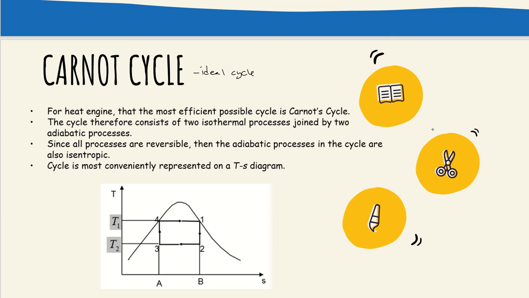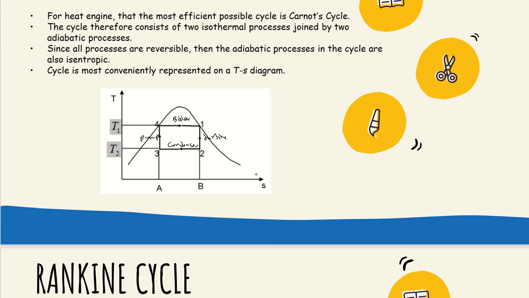So isothermal at the boiler and condenser, and then adiabatic in turbine and pump. Since all the processes are reversible, the adiabatic process in the cycle are also isentropic. Isentropic means the entropy is the same at 1 and 2. Means S1 equal to S2, S3 equal to S4.